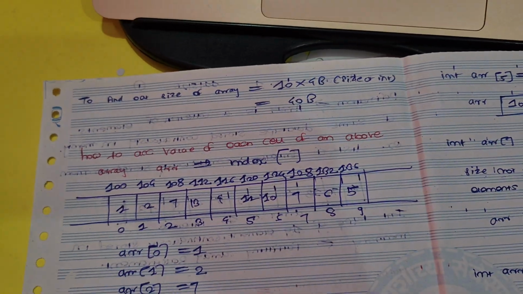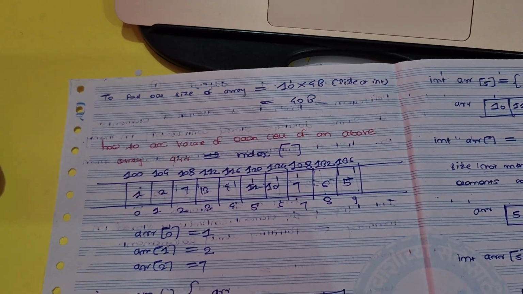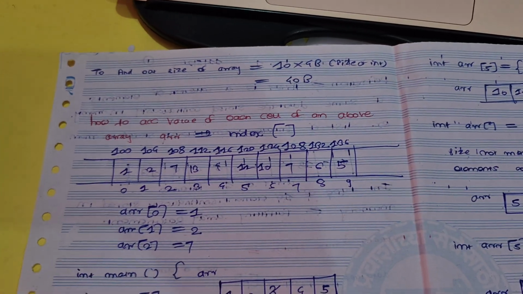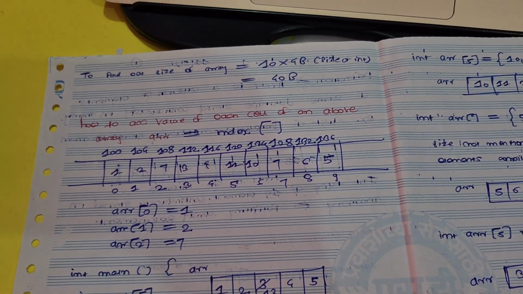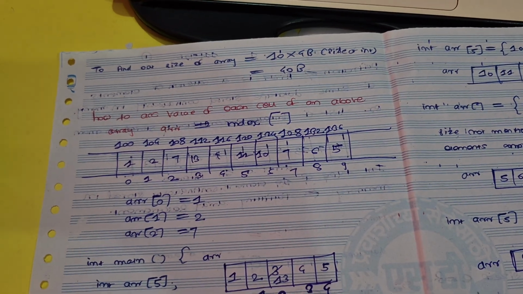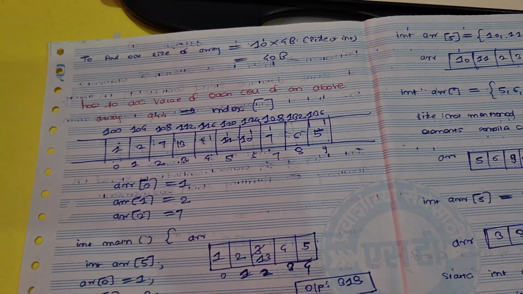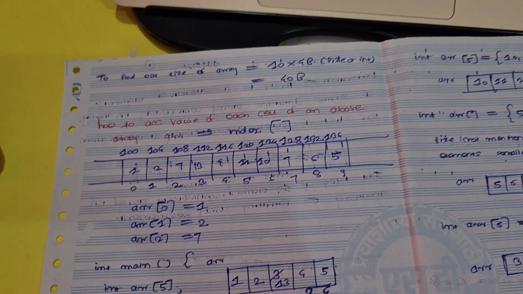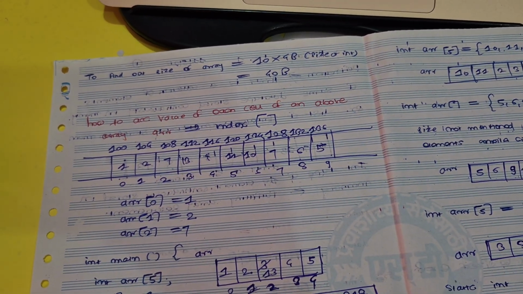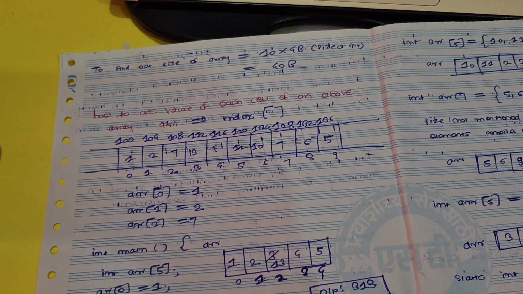And to find out the size of the array, you need to take the total number of elements, which is 10, and the size of each element, which is 4. So 10 into 4 is 40 bytes, the size of the array. Very basic, but yeah.